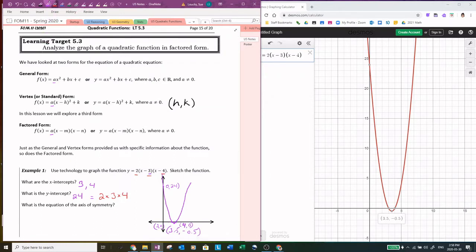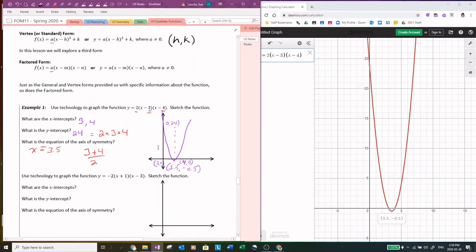And the axis of symmetry on our graph is at x equals 3.5. Remember, it's an equation. You have to have that x equals there. And we can get that by doing 3 plus 4 divided by 2, right? It's always going to be in the middle between the two x-intercepts. All right.